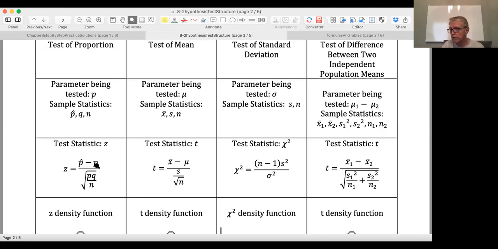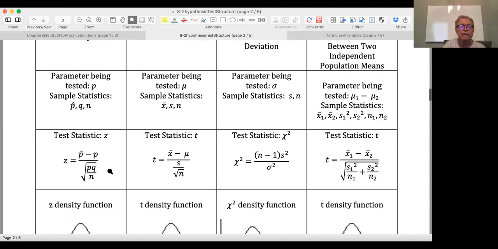So let's talk about what happens when the assumed value of the parameter is true versus not true. When the assumed value of p, testing a proportion, is true, then p hat is a good estimate of the true parameter. It should be fairly close to p, so the difference is going to be small, and we would get small values of z. Okay, so the test statistic should be small.